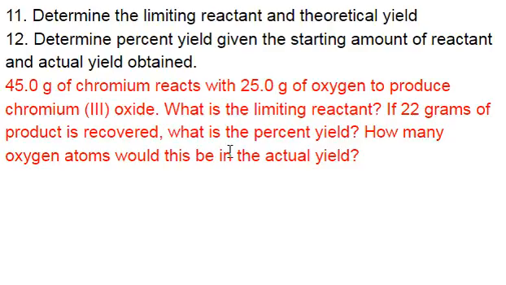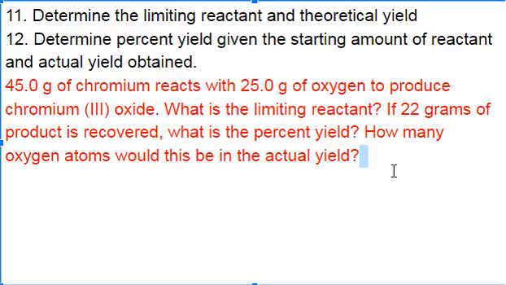Combining these, I've got 45 grams of chromium reacting with 25 grams of oxygen to produce chromium 3 oxide. And I'm asking you for 3 different things. What is the limiting reactant? If 22 grams of products are recovered, what is the percent yield? And how many oxygen atoms would be in this actual yield?